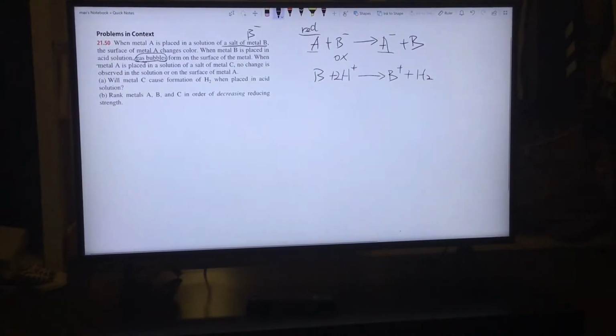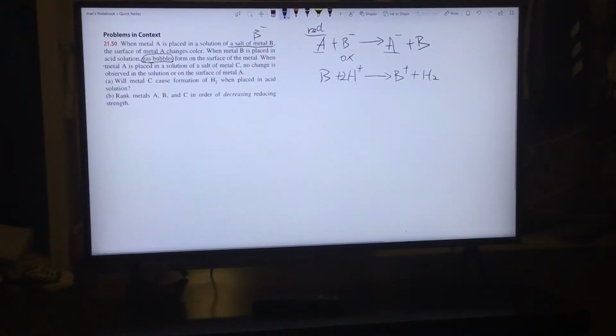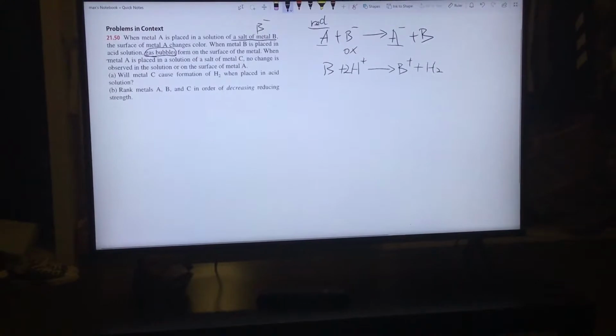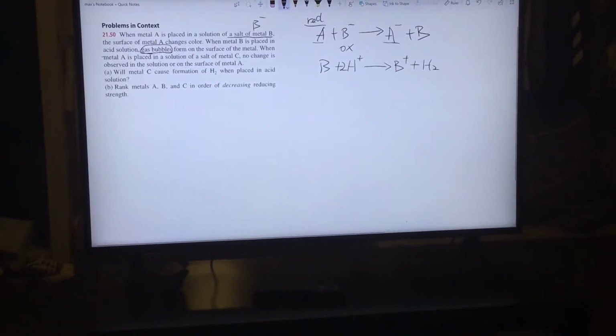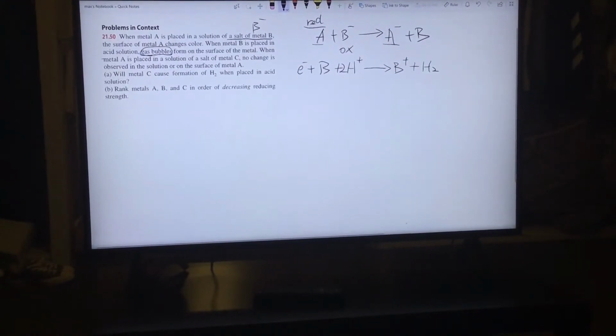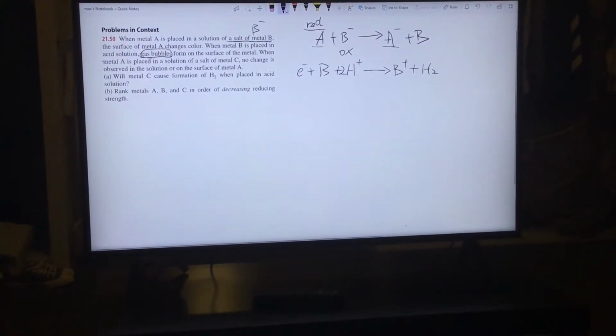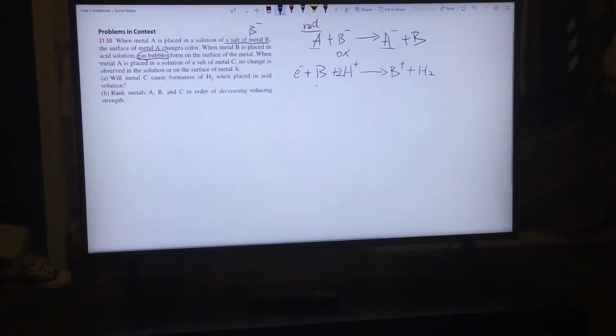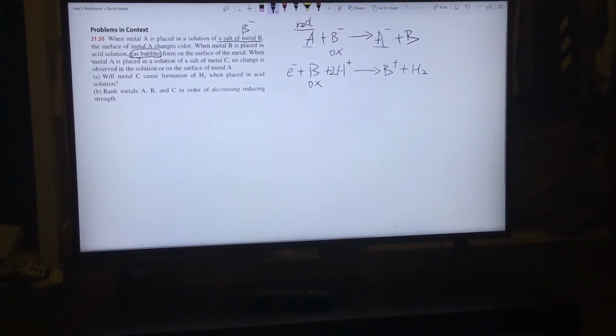But remember, there's 2H plus here, which means there's 2 plus on the left side, and there's only plus 1 on the right side. So we need to add an electron here on the left side, but it wouldn't really matter because this question is not asking about us balancing the equations. So now we get B is also an oxidation here.